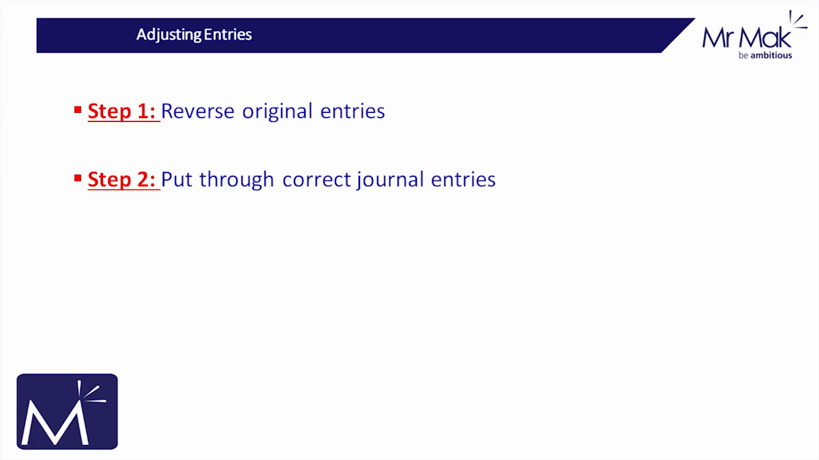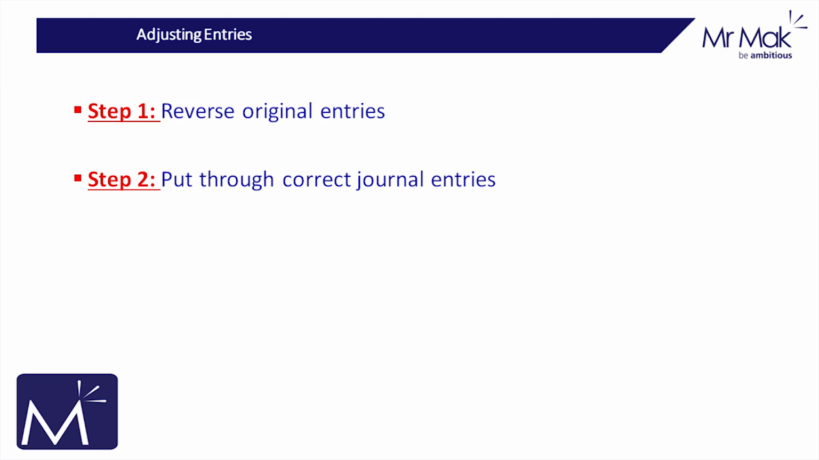My advice for processing adjusting entries is to follow two key steps. Firstly, simply reverse the original entries that are incorrect and that were processed. That simply means credit all the accounts that were debited and debit all the accounts that were credited by the incorrect journals. By reversing the original incorrect journal, you are effectively putting the accounting records back into a situation where the mistake has been removed from them.